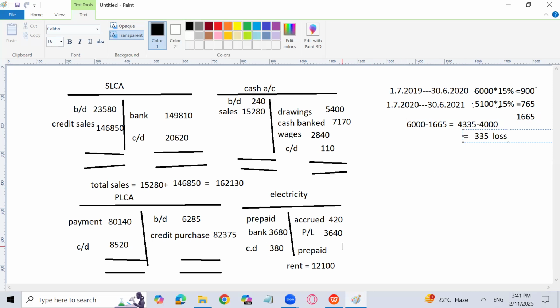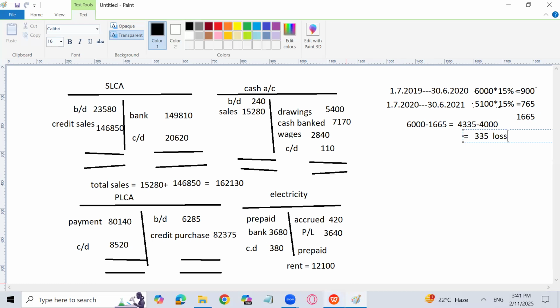Got it? Any problem you can ask me, because the asset has been sold, but the depreciation on that asset sold has not been given, cost has been given. So we have calculated the depreciation on the asset sold from the date of purchase till the date of sale for 19 to 20 and 20 to 21 with the reducing balance method. Total depreciation is 1,665. 6,000 minus 1,665. The net book value is 4,335. Has been sold for 4,000. So there is a loss of 335.